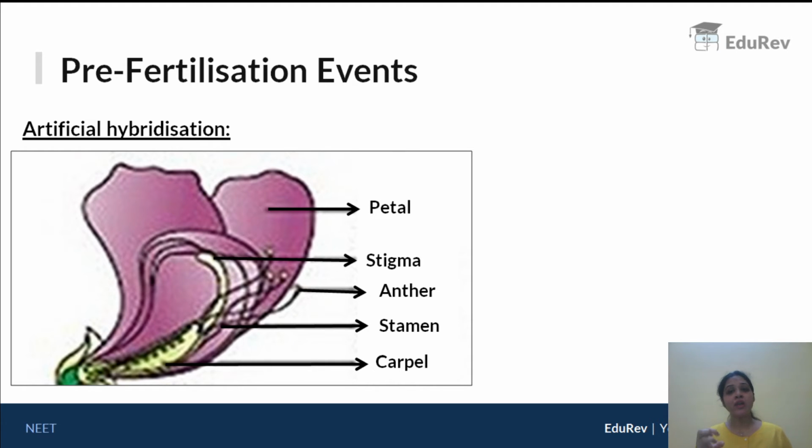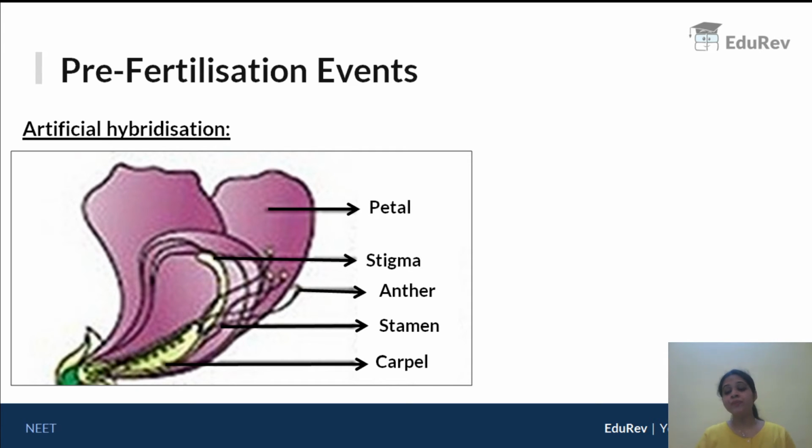If I want to allow pollen of a very specific plant to fall onto the stigma of this particular plant, let's say this purple color flower, we have a problem when you have a bisexual flower. I cannot be 100% certain that the stigma will contain only my pollen of choice. It may contain my pollen of choice, but it may also contain self-pollen. Okay, so there could be problems with this particular bisexual flower.